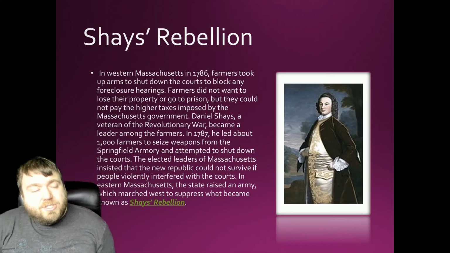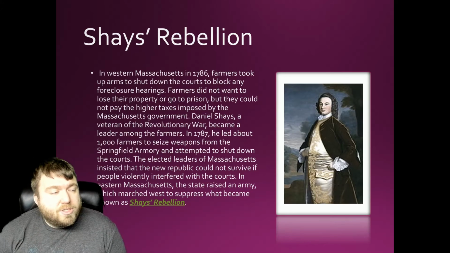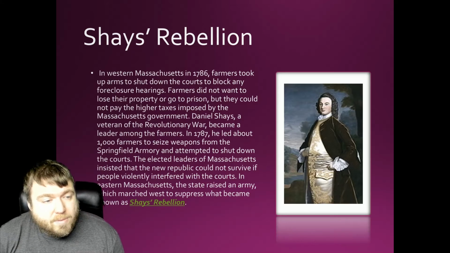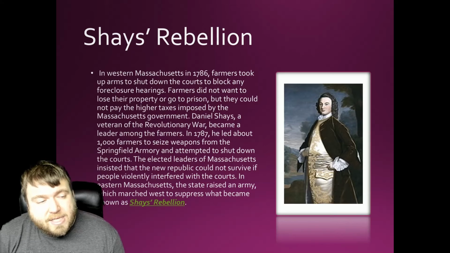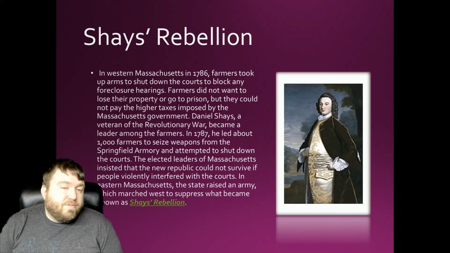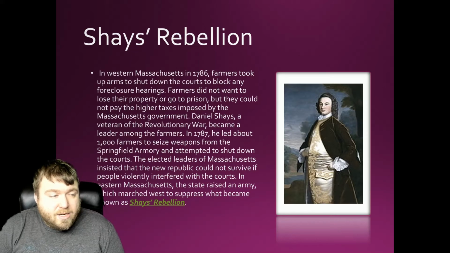In western Massachusetts in 1786, farmers took up arms to shut down the courts to block any foreclosure hearings. Farmers did not want to lose their property or go to prison, but they could not pay the higher taxes imposed by the Massachusetts government. Daniel Shays, a veteran of the Revolutionary War, became a leader among the farmers.